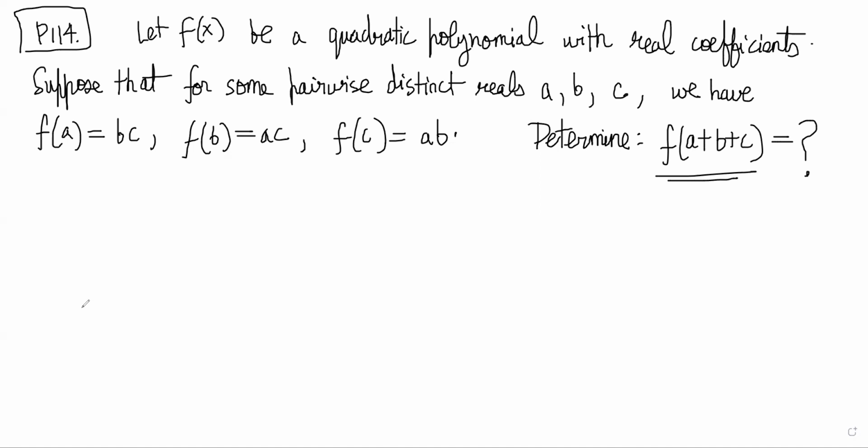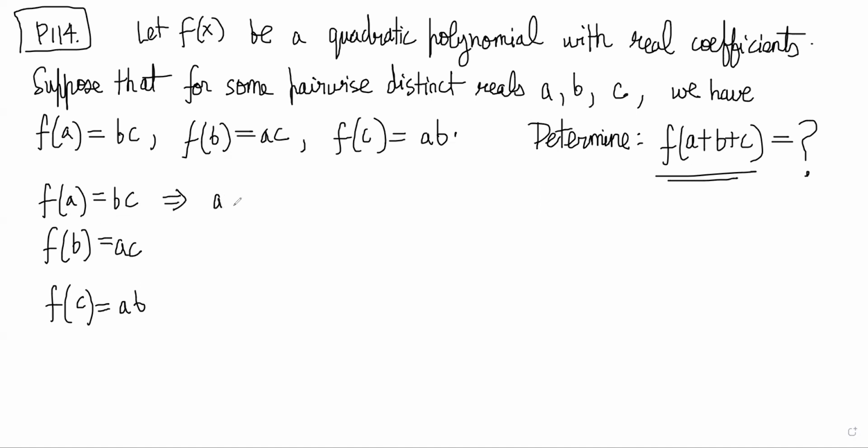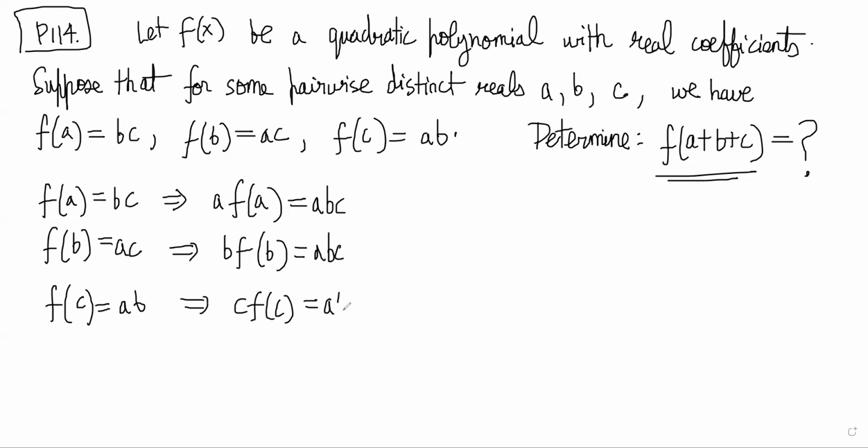Okay, so these 3 conditions can be utilized to figure out something about the polynomial. We have f of A is BC, f of B is AC, and f of C is AB. We take advantage of the symmetry here and write A times f of A is ABC, B times f of B is ABC, and C times f of C is also ABC.